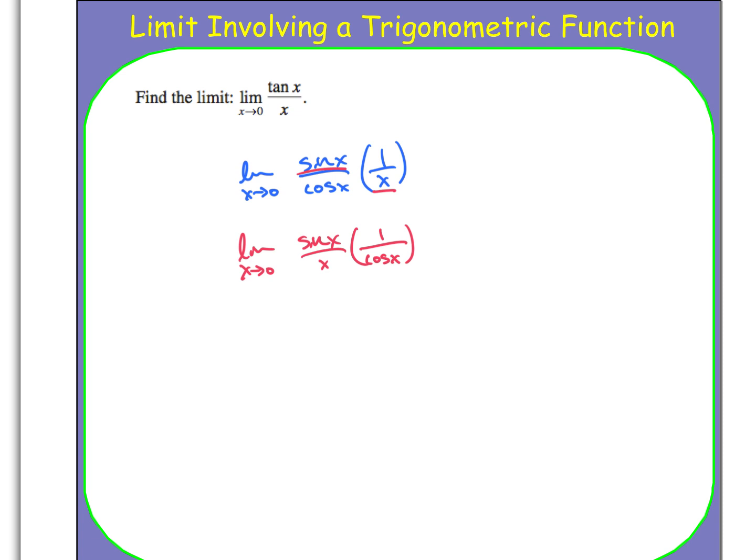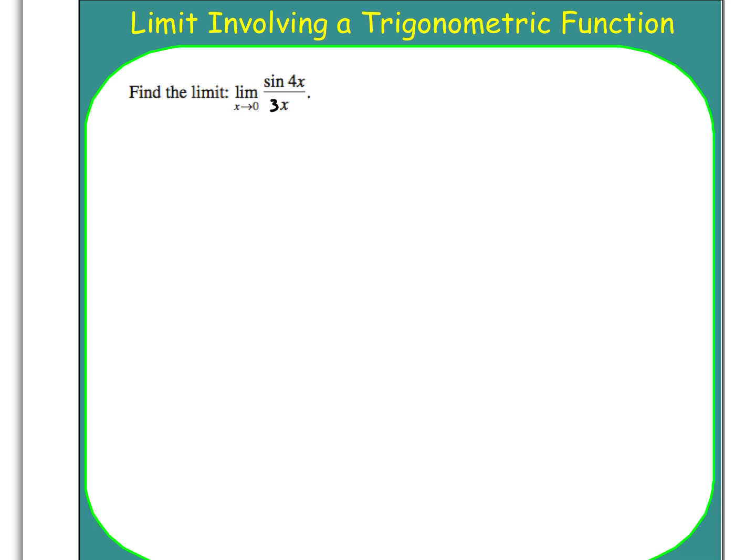All right, and so now, what is my limit of sine x over x as x approaches 0? What does this part go to? 1. That part goes to 1. And so this part goes to 1. And then I substitute in 0 for cosine. And so what is cosine of 0? 1. And so now I have 1 over 1, which is 1. And so guess what my limit is? 1. All right, so now we have a limit as x approaches 0 of sine of 4x over 3x.